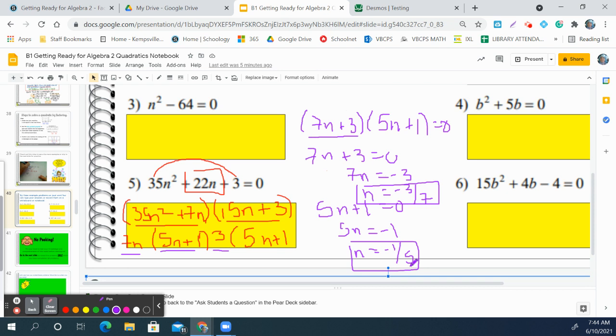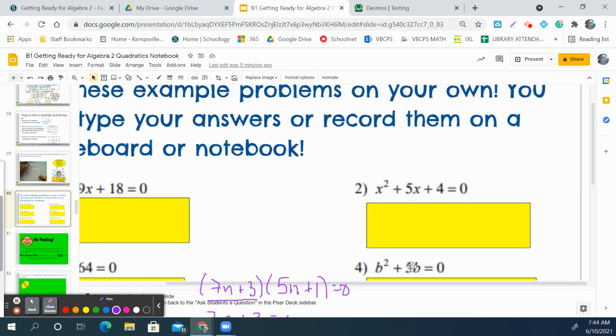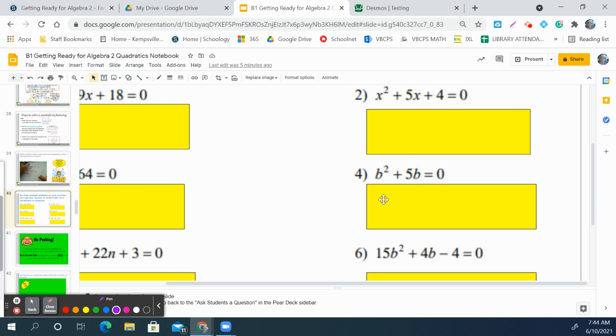Everybody good? Yeah. All right, let's look at number 2 then. Talk me through it. How do I start? What multiplies to 4 and adds to 5? Four and 1, absolutely. So when I put it back together, x squared plus 4x and x plus 4 equals 0.